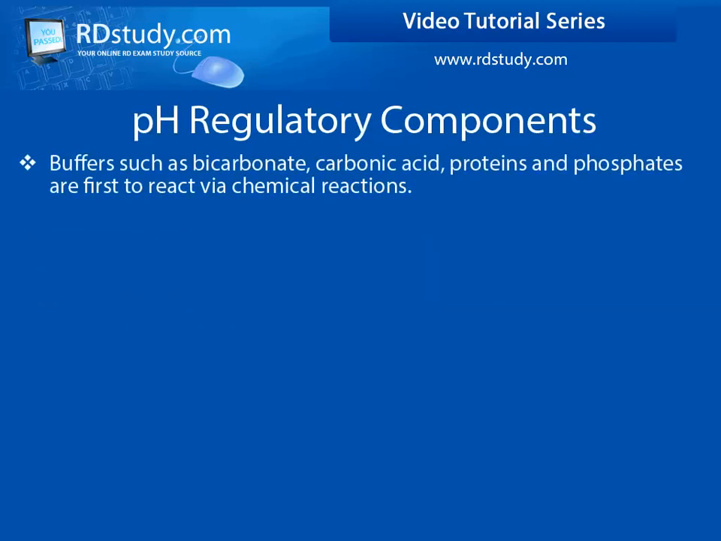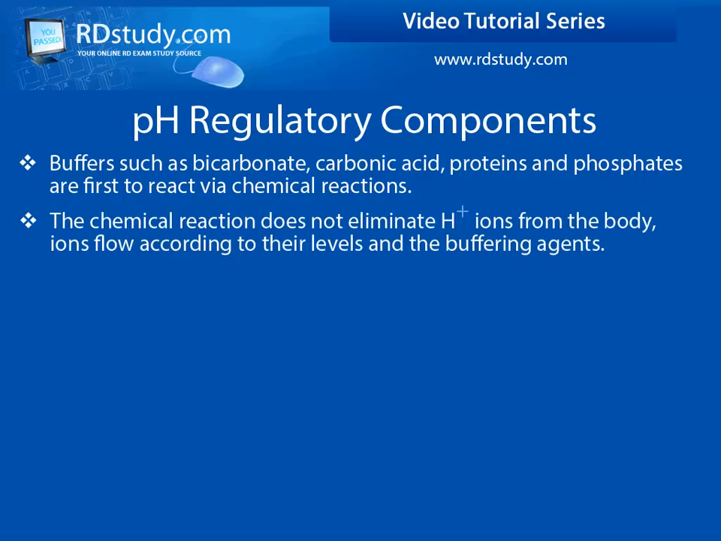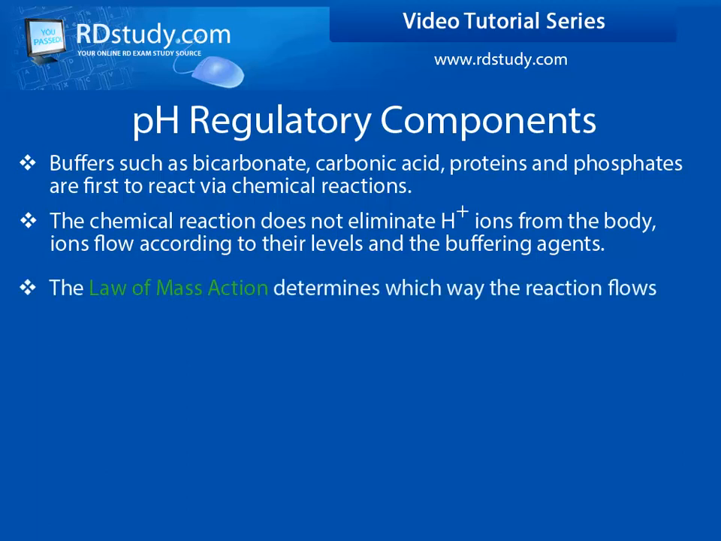Phosphates and other intracellular buffers, as well as blood buffers such as bicarbonate and carbonic acid, are the first line of defense against any changes in pH, acting immediately as the number of hydrogen ions rise or fall. It is important to note that buffering does not eliminate the hydrogen ions from the body. It is a chemical reaction that removes or releases hydrogen ions to maintain proper pH level.